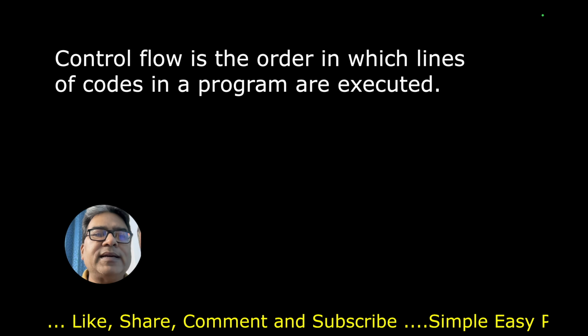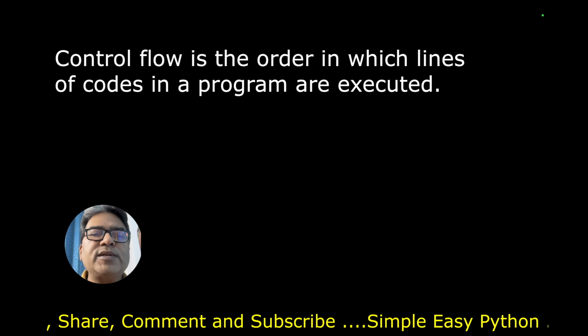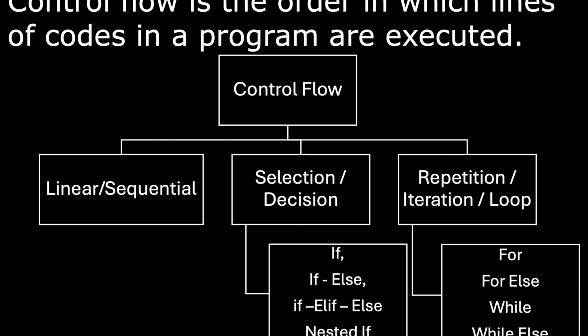Control flow is the order in which the lines of code in a program are executed. Control flow can be of three types: linear or sequential, as I said earlier, line by line, top to bottom. Selection or decision, where you execute or not execute a certain block of code depending upon a condition, and it can be done in Python using if else, if elif else, and nested if. The third one is repetition, iteration or loop, and it can be done using for else, while else. Using these methodologies for repetition, you can repeat certain steps of a program.